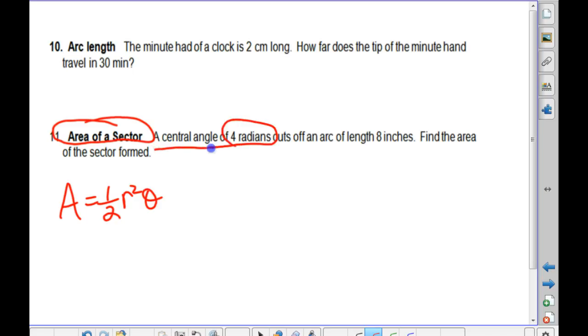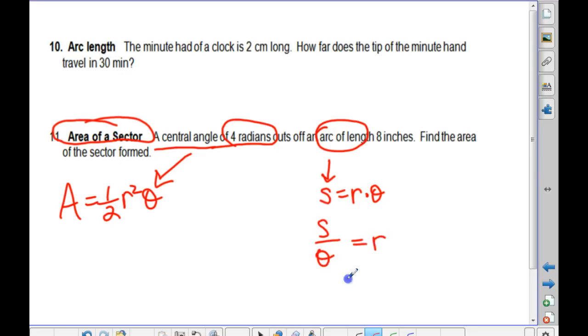Okay, the central angle is 4 radians, so we know this. But it gives us arc length instead of an r. Arc length is s. What do you know about s? What is that formula? Okay, so if we know s and we know theta, to find r we would need to divide. Does that seem okay? So 8 divided by 4, I think we can do that. I think the radius is 2 inches. 2 inches is the radius.